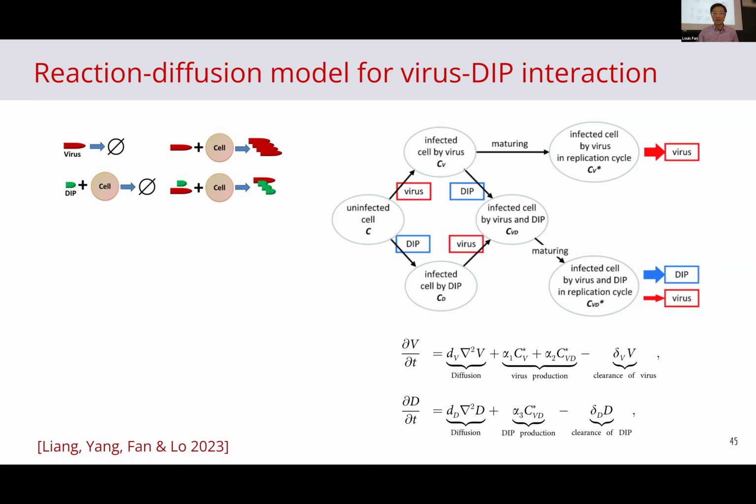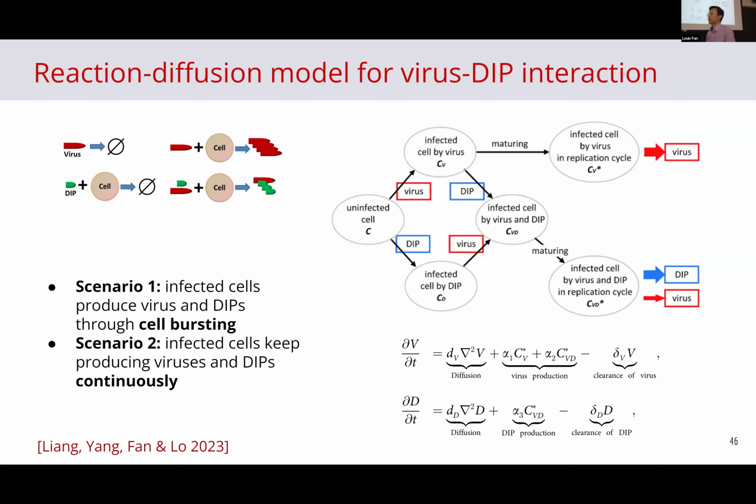Right? This is the PDE, but what about the stochastic model? We have 2 different stochastic models that have the same PDE in the limit. So we look at 2 different scenarios biologically. Scenario one is when the virus and DIPs are produced by cell bursting. So after about 25 hours, the cell will die and burst, virus and DIPs will be released, and then infect all the cells nearby. And scenario two is that before the cell dies, some of the virus particles will bud out of the cell and then go to infect neighboring cells too. So we look at these two scenarios.